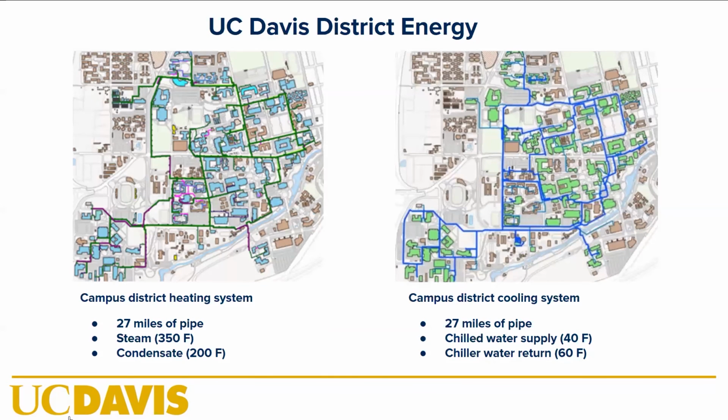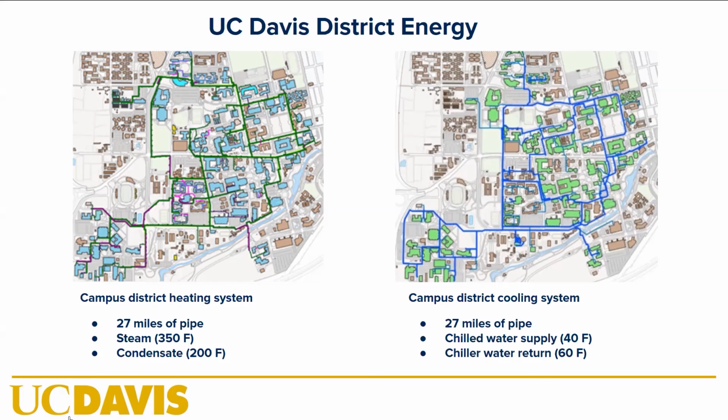UC Davis has 2 district energy systems. Right now, they're completely independent, and I've shown them separately here, just a snapshot from a facilities map tool we use. This shows the main campus with the web of district energy piping in different colors. On the left side of the screen is the district heating system, and on the right is the district cooling system. There's 27 miles of pipe for each of them approximately, plus or minus a mile or so. But that's counting all the pipe, supply and return. It's a lot of pipe though.